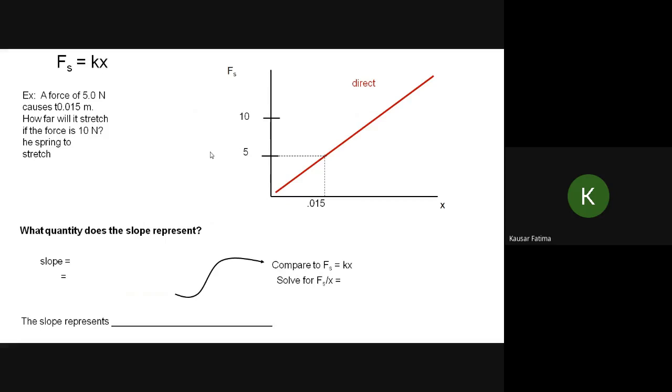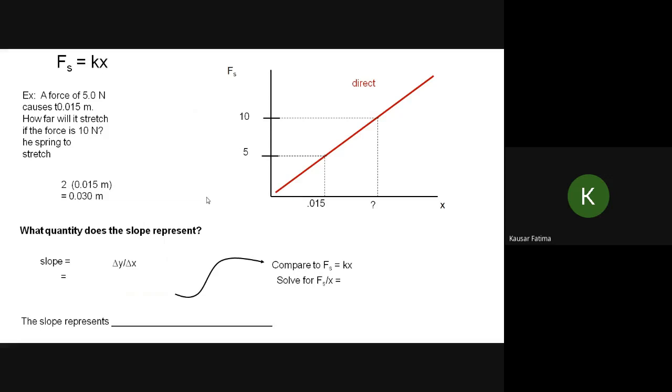Now a 10 Newton force, how much extension will it produce? It has to be calculated. Since the force is doubled and force is directly proportional to extension, and the graph is a straight line, you can simply double that extension. Double the force, so double the extension. So the answer will be 0.03 meter.